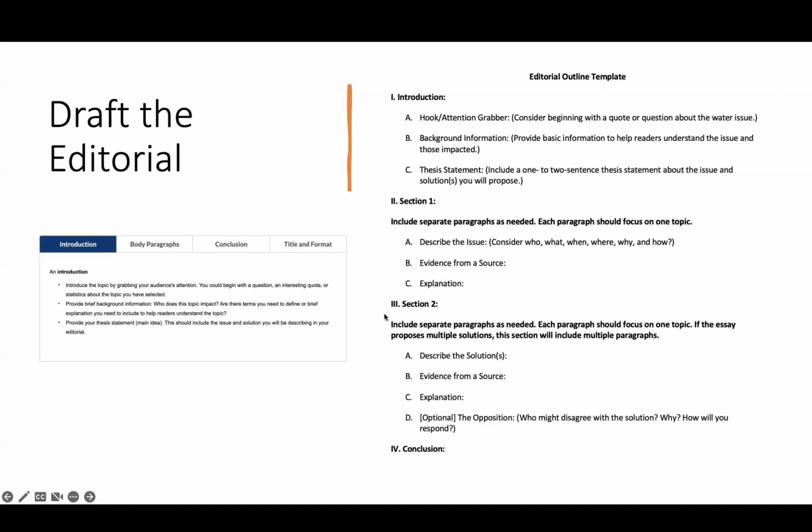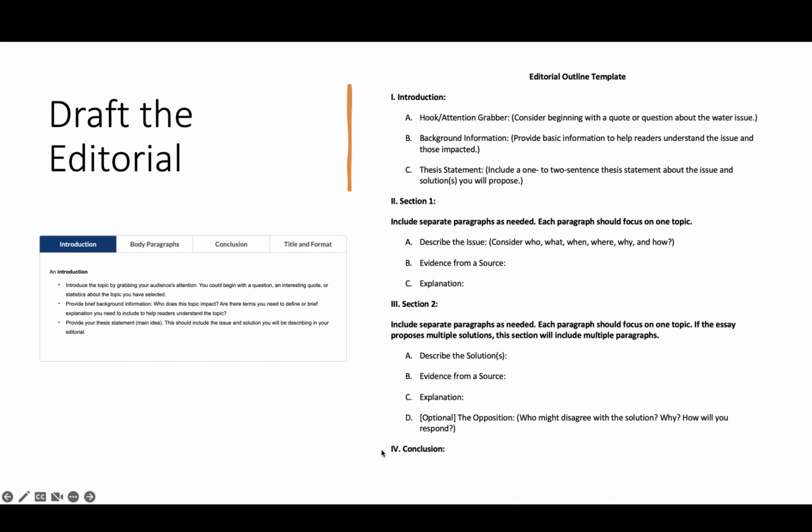And again, depending on how complex this section is, you may have multiple paragraphs. So for example, if you have multiple solutions, you might have multiple paragraphs discussing each. You should describe your solution or solutions. And then also, if you have evidence, include evidence from another source, explain that evidence. And in this section, I would also encourage you to think about critical thinking, right? When we consider the opposition or people who disagree with us, we want to consider what they might state and why and how we would respond.